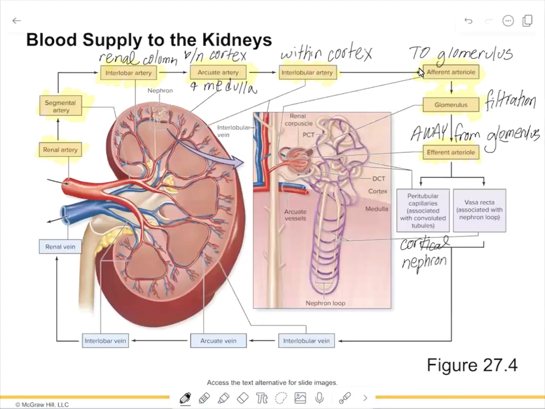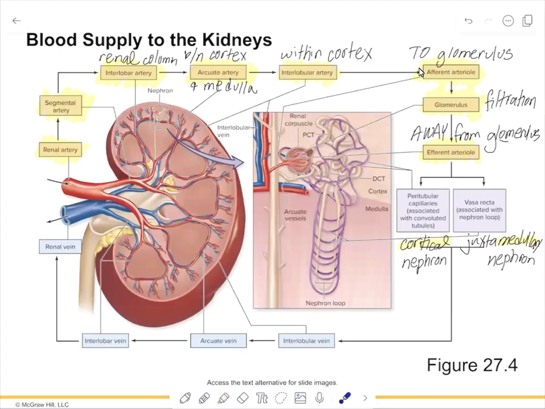and the vasa recta would be in what's called a juxtamedullary nephron. So you don't need to remember that word juxtamedullary. Just recognize if you see it that it's a nephron in the medulla. The peritubular capillaries means that it's a shorter nephron in the cortex, which is what we see here.